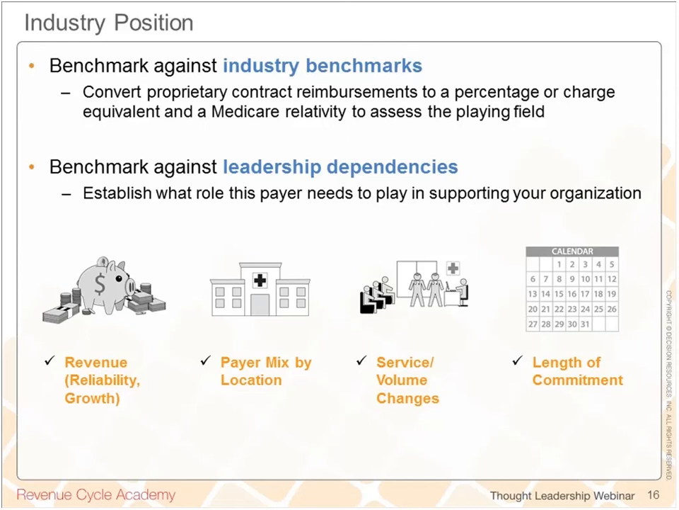How long a commitment do you want with this payer? Is the market changing so rapidly, or is the relationship so precarious, that you want to commit for just a year or two? Or do you want to really commit long-term and demonstrate a more serious commitment to that payer, which would cause a different kind of negotiation?